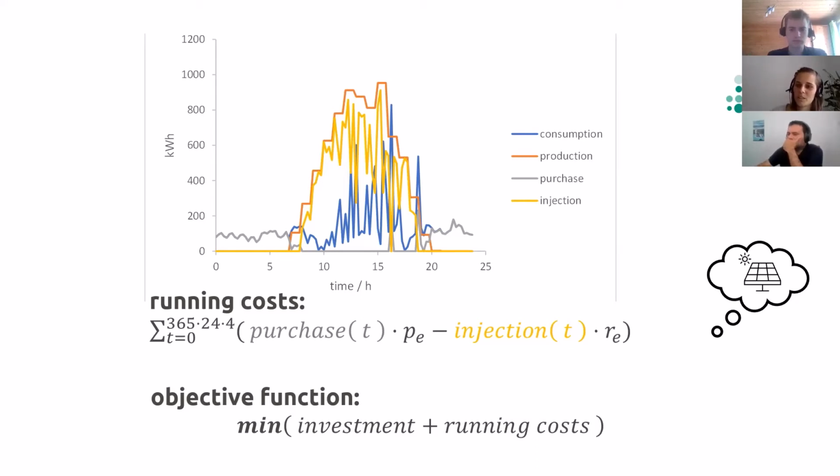So for the investment decision in the first approach, the easiest thing to do is to consider a whole year. To get the running costs, we multiply the price for electricity with the purchase at each time step and subtract the injection times the money we get for injecting the electricity at each time step. So we have a sum here over the whole year. And then the total objective function is the investment we saw before plus the running costs.